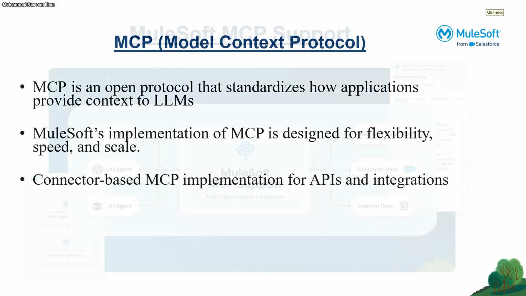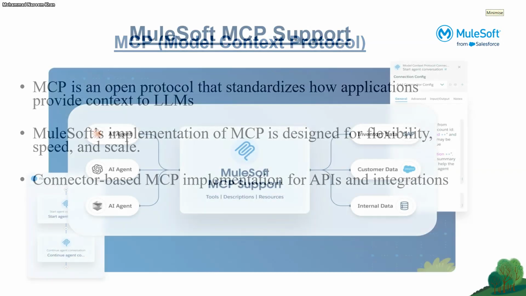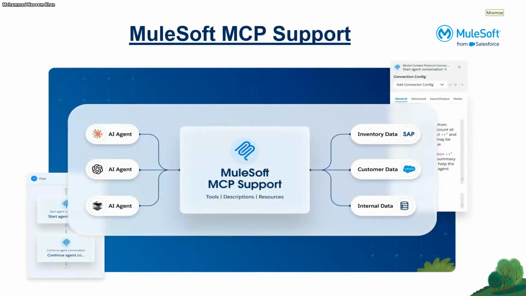So this is the architecture, and it comes from MuleSoft. You can see in the center the MuleSoft MCP support, and on the left-hand side are the clients. The inventory data, customer data, and internal data are the downstream data which agents can access using MCP.